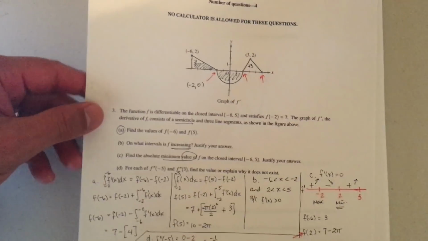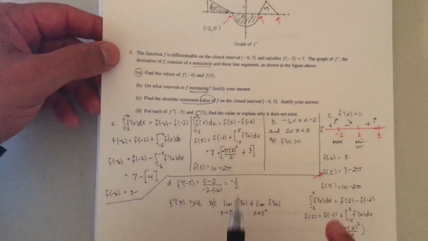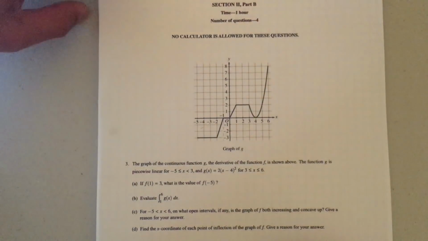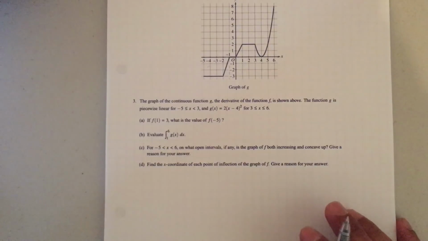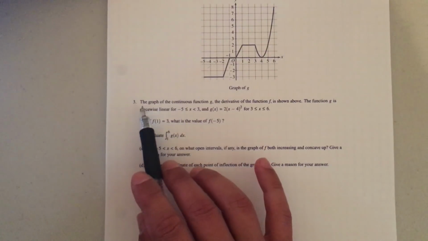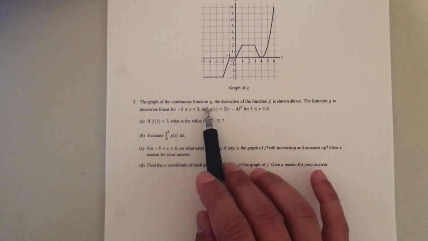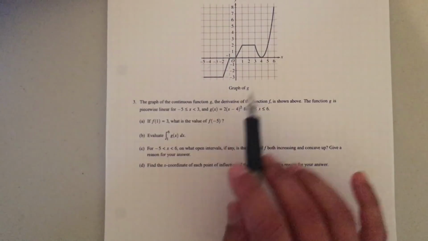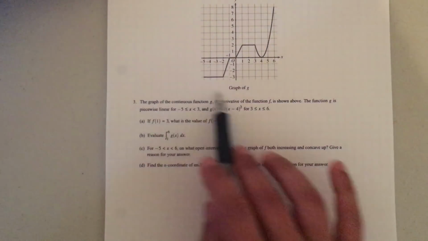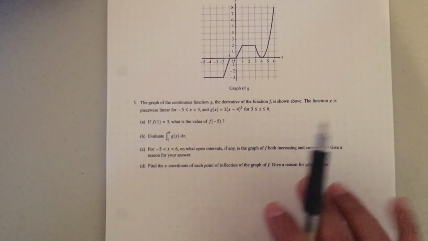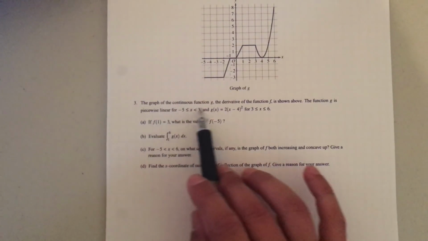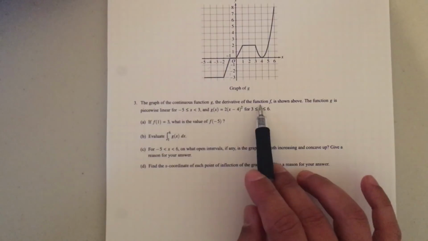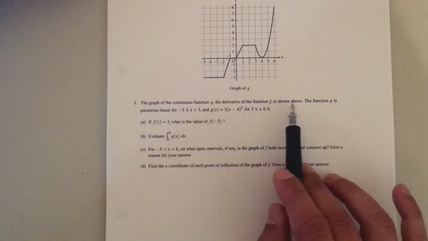Let's go ahead and take a look at 2018. But if you notice, they're asking the same type of problem, the same type of things, okay? So let's go ahead and do 2018. They give you another graph. Hopefully it fits here. The graph of the continuous function g, the derivative, you see, this is the derivative, except I noticed now in 2018, they didn't call it f, they call it g.